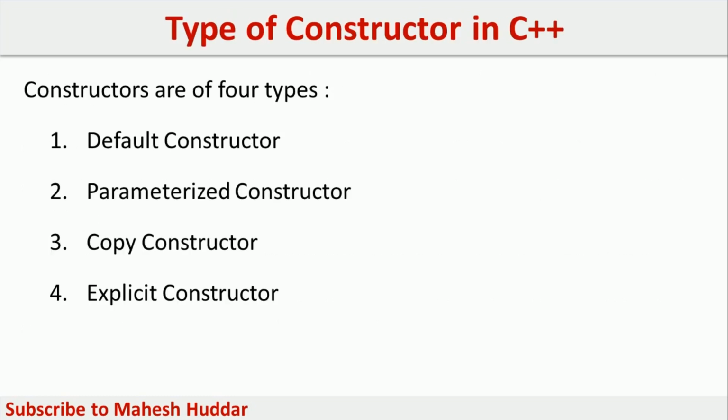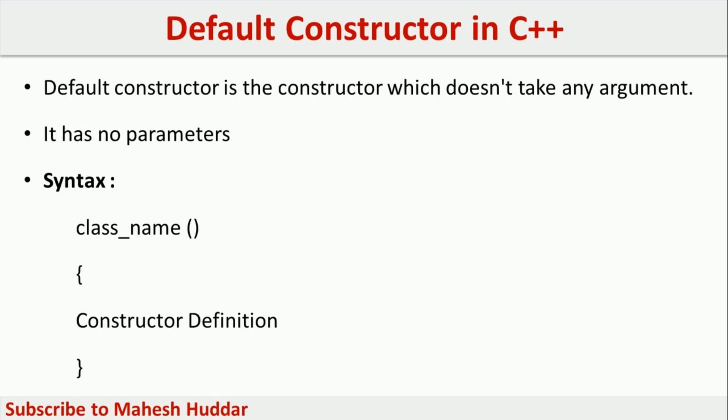There are four types of constructors in C++: default constructor, parameterized constructor, copy constructor, and explicit constructor. Now we will see them one by one with simple programming examples.